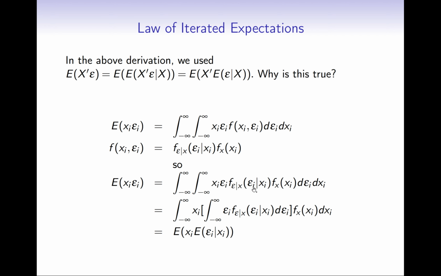Okay, so let's write that this way. And now, since this integral here is over epsilon, anything involving just x we can pull out. These brackets are the terms involving epsilon, and the rest we've pulled out. This term inside is E of epsilon given x, and that equals 0 by assumption. So this is just showing what we're doing when we apply the law of iterated expectations. It really just follows from properties of densities.